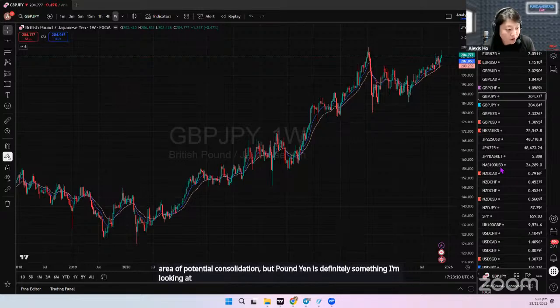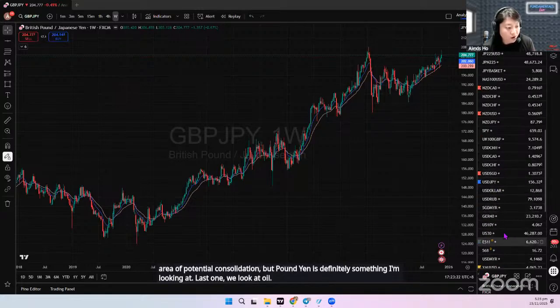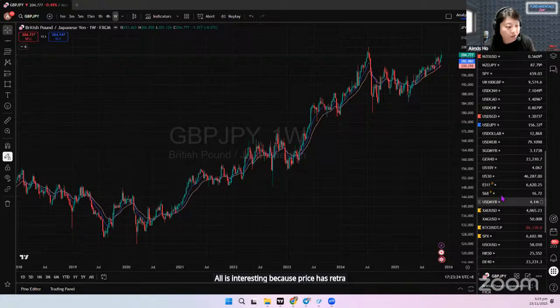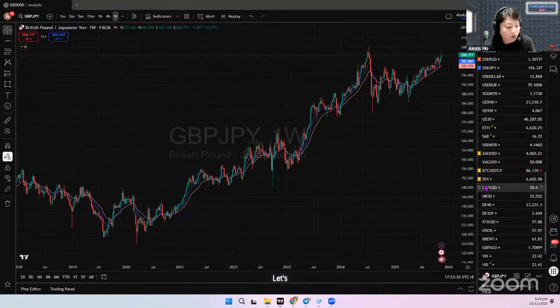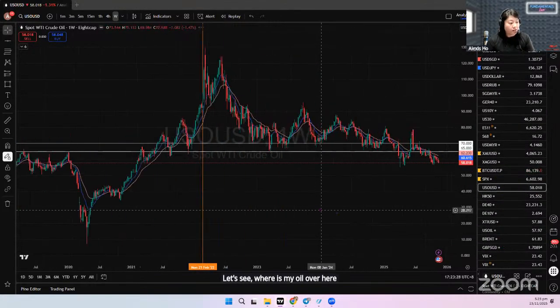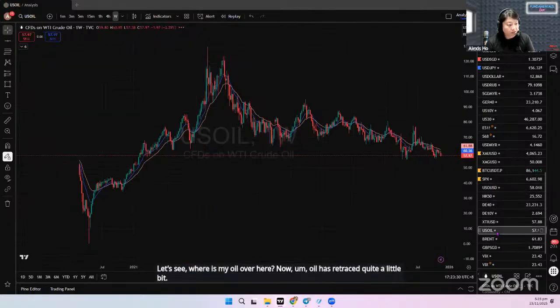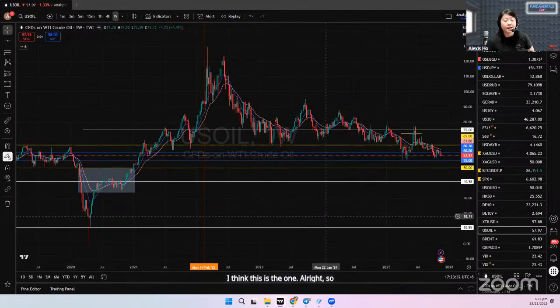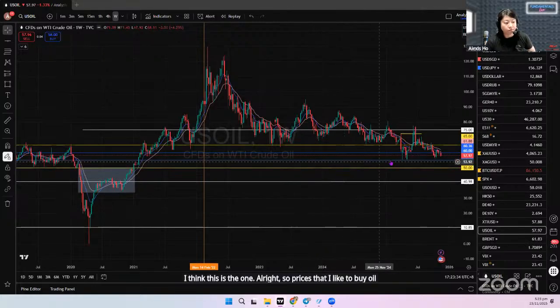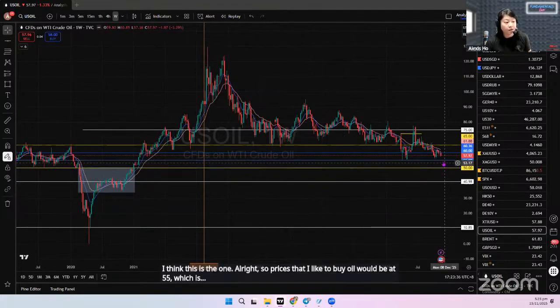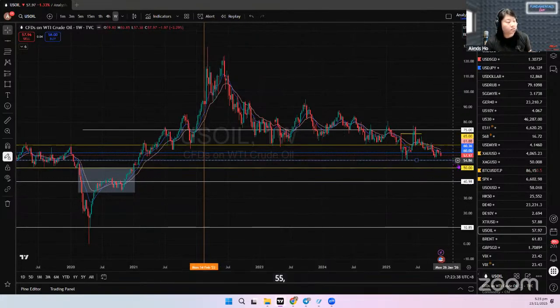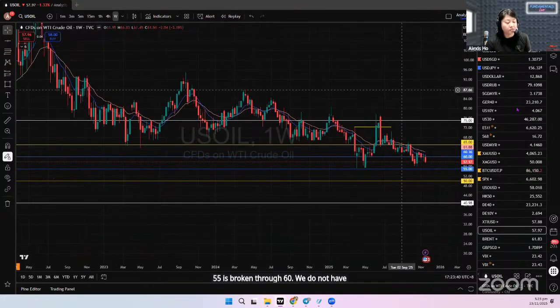Last one, we look at oil. Oil is interesting because price has retraced quite greatly. Let's see, where is my oil over here? Now, oil has retraced quite a little bit. I think this is the one. All right, so the price that I like to buy oil would be at 55, which looks like it's approaching. 55 has broken through 60. We do not have, on a weekly time frame, this is a weekly chart.